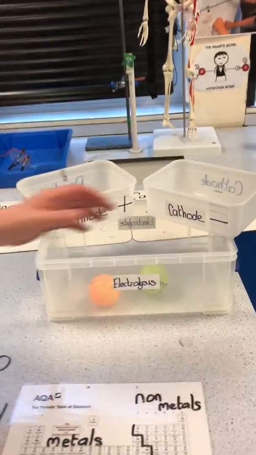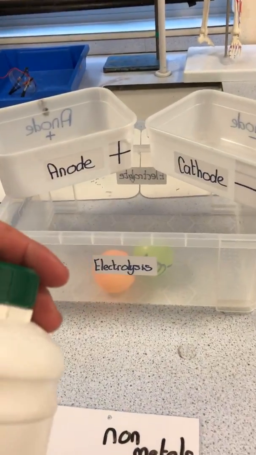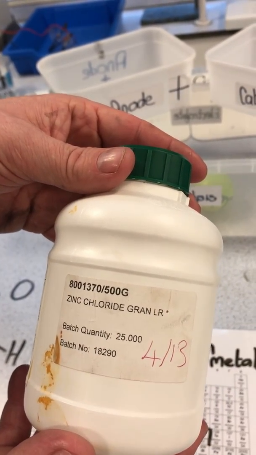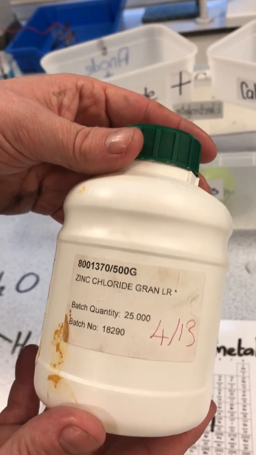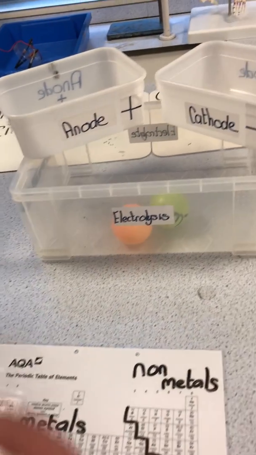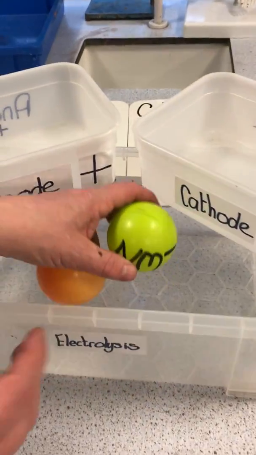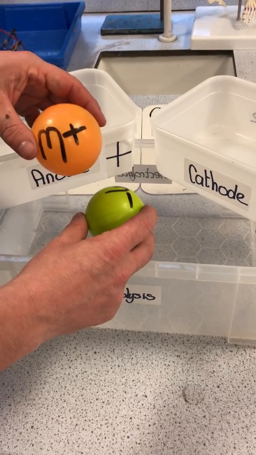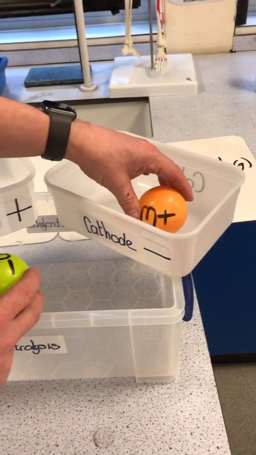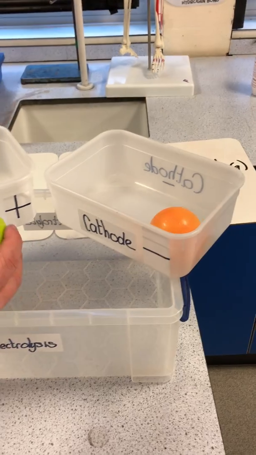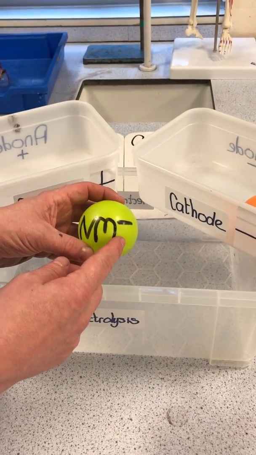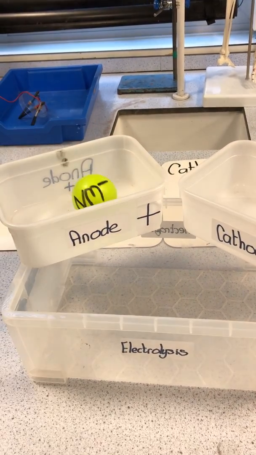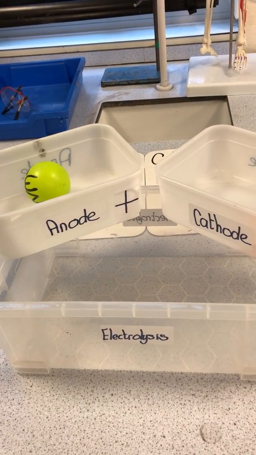If we've got a sample, such as zinc chloride, zinc contains positive metal ions and chloride is a negative ion. So when we do the electrolysis of zinc chloride, the metal is zinc and opposites attract, so the zinc goes to the cathode, which is negative, and the chloride ions, which are negative, are attracted to the positive electrode, which is called the anode, and that's how they can be separated.